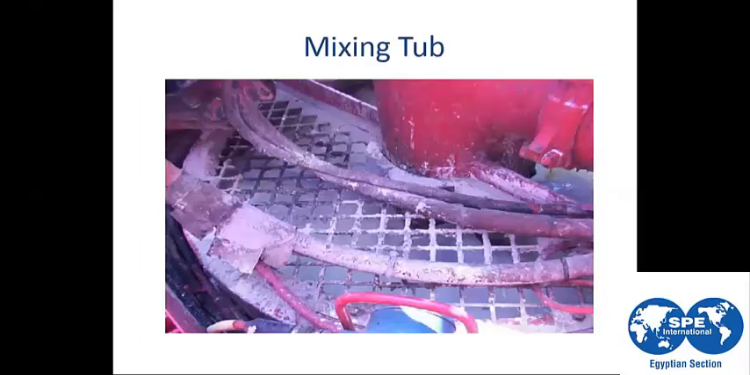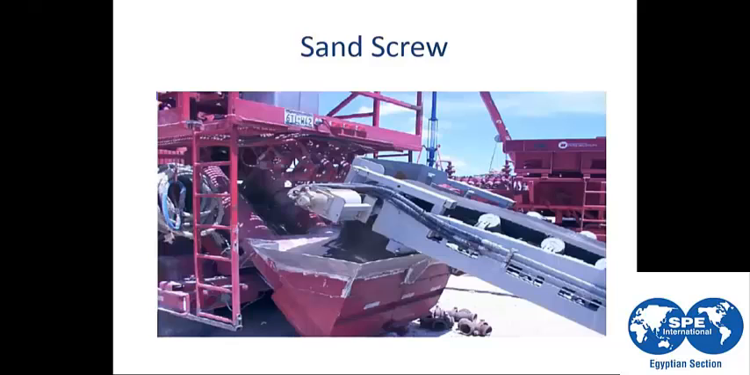This is a mixing tub. This is what we use for mixing all the additives at the blender, to mix all the additives with liquid, the dry additives like proppant, and the liquid additives like linear gel, breaker, crosslinker. This is the sand screw. We are using this sand screw to get the proppant. The proppant is moving from the sand chute to this hopper. Then we use this sand screw to move the proppant from the hopper to the mixing tub.